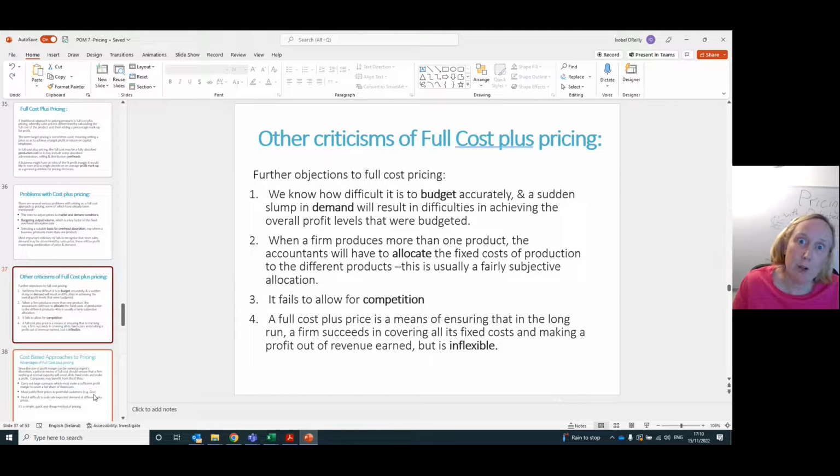It fails to allow for competition, and a full cost plus price is a means of ensuring that in the long run, a firm succeeds in covering all its fixed costs and making a profit out of revenue earned, but it is not flexible. So ideally, it should be used in conjunction with one of the other methods.